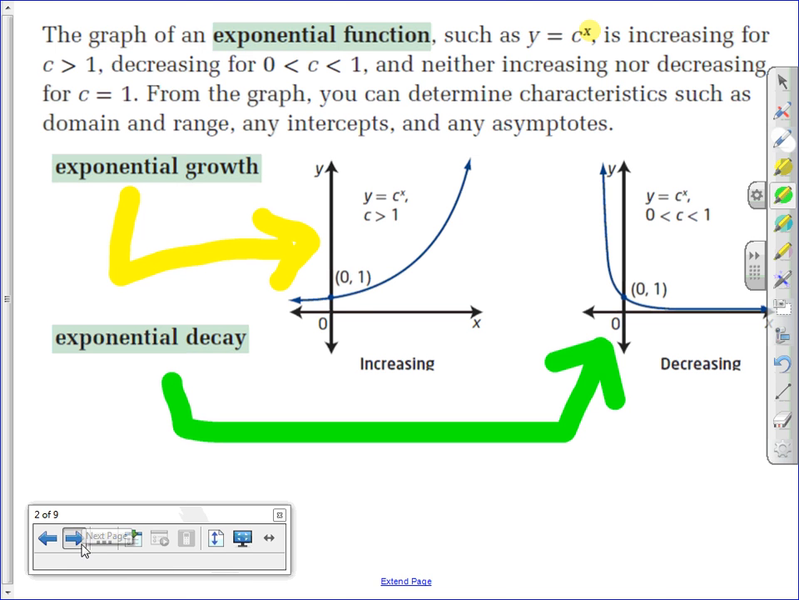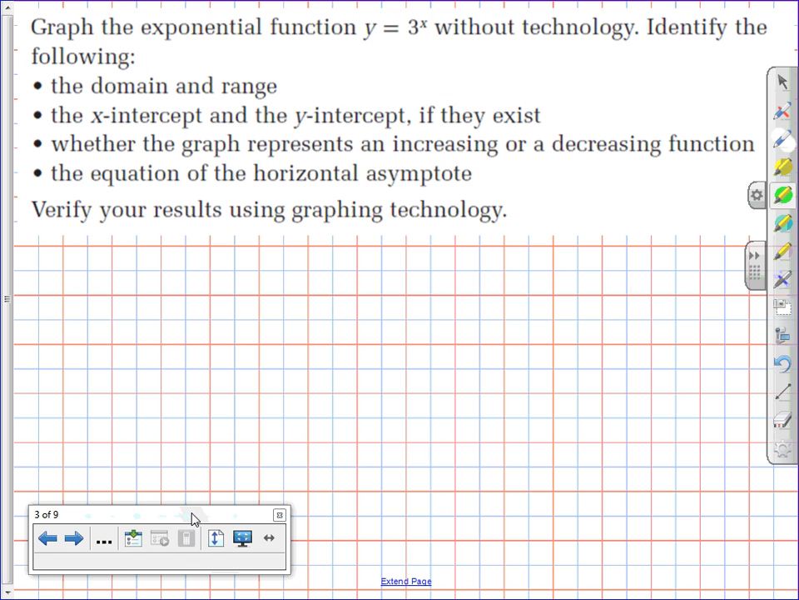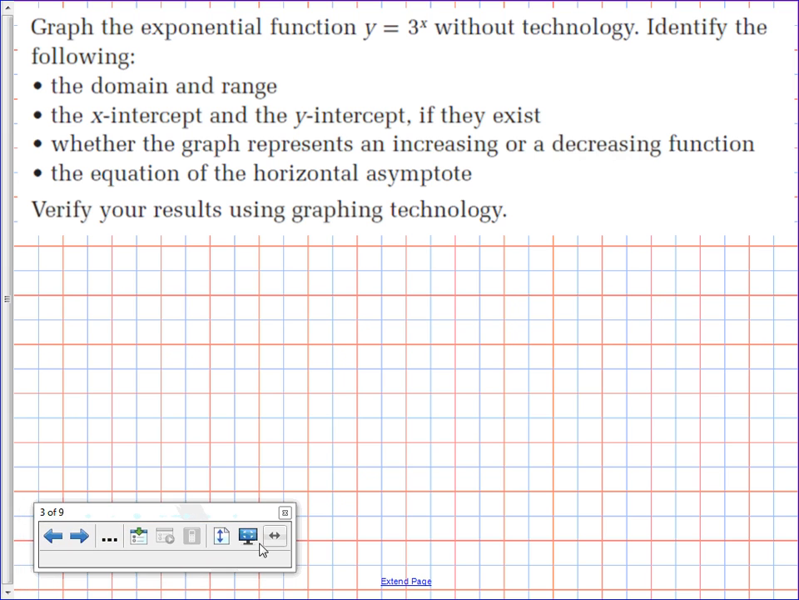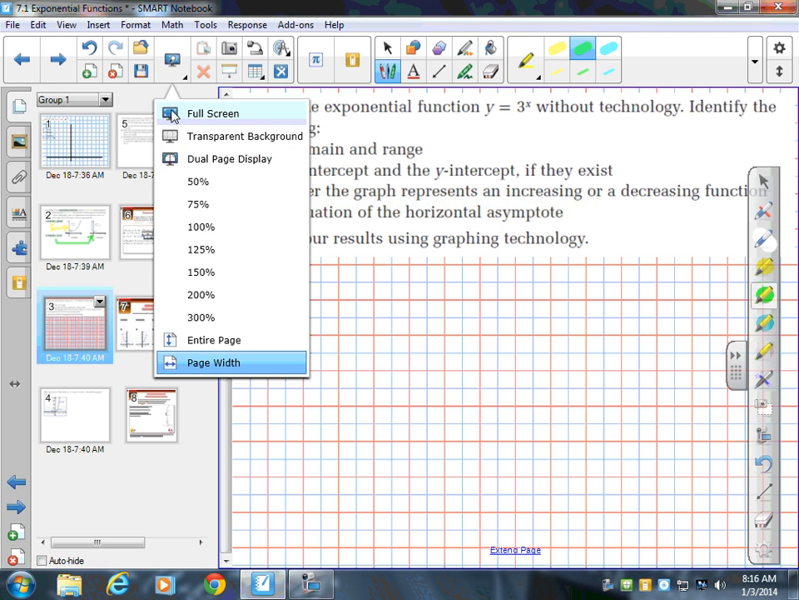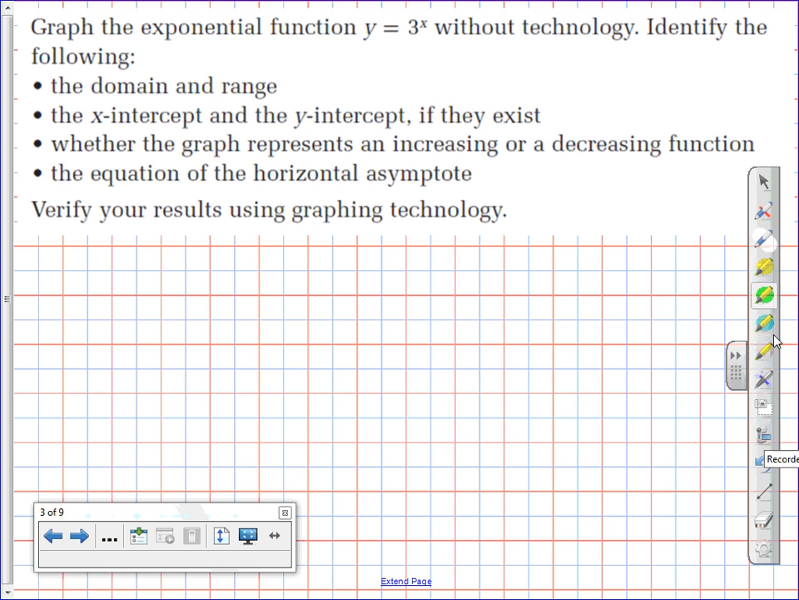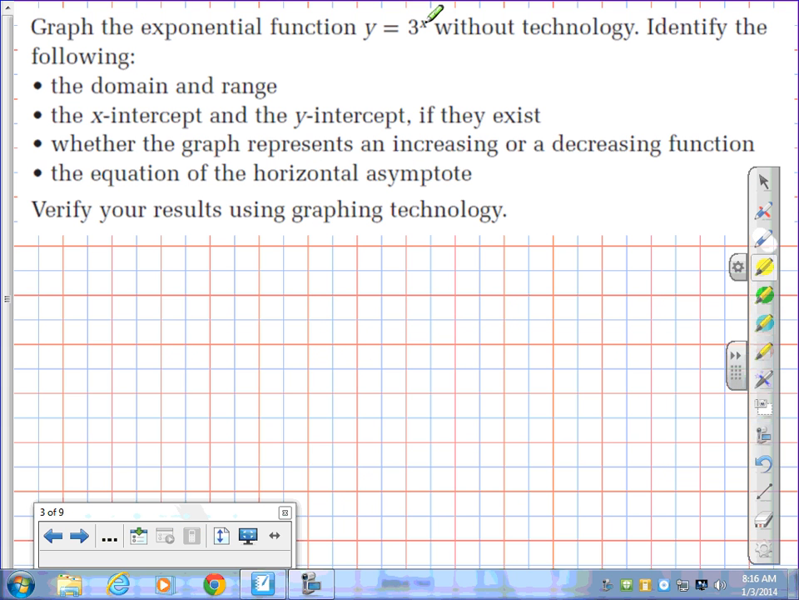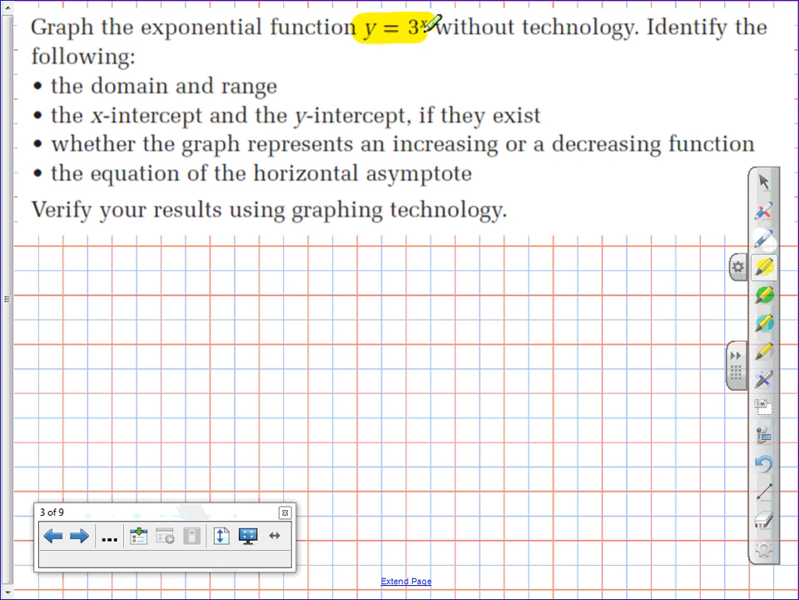So let's go ahead and look at one exponential function and see what we can learn about that, and then we'll go from there to the lesson and to the assignment in class. So we're going to graph the expression y equals 3 to the power of x. And for us to graph it, I think using a table of values probably makes the most sense. So I'm going to just make a little chart here with x and y values, and we'll see what we get.